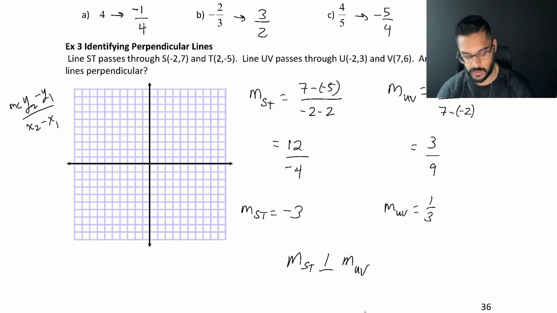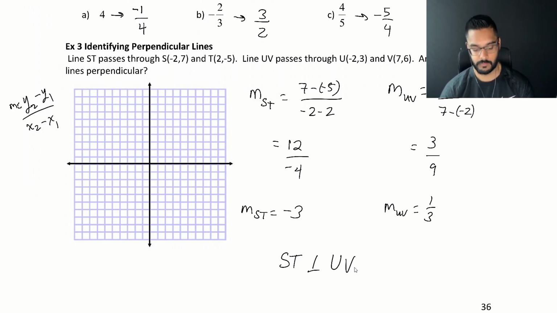Or I guess I really should say, sorry, not the slope. We should say the lines are perpendicular. The slopes are negative reciprocals. So ST is actually perpendicular to UV. The lines are perpendicular. So therefore, line ST is perpendicular to UV by showing that. And you can graph them as well, and you can see what that picture looks like.